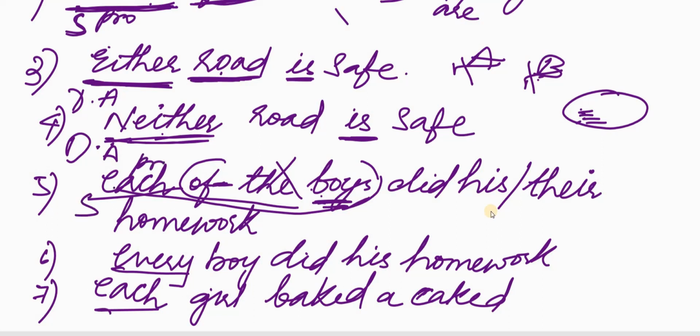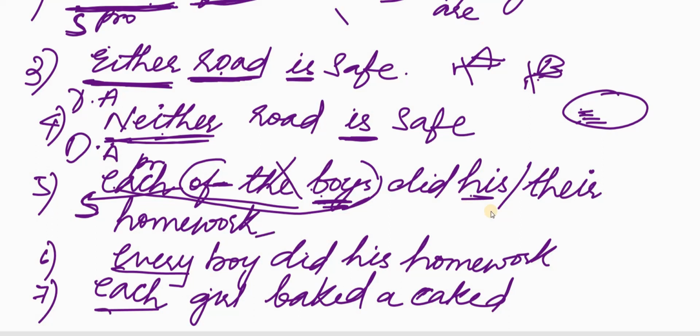Why? Because a subject can either be a noun or a pronoun. Now, each cannot be a noun. Have you heard any person with the name each? No. Hence, it is a pronoun and it is referring to the members individually, one by one. Hence, it is singular in nature. It is a distributive pronoun here. Each of the boys did his homework is correct grammatically. But in spoken English, you can say each of the boys did their homework.